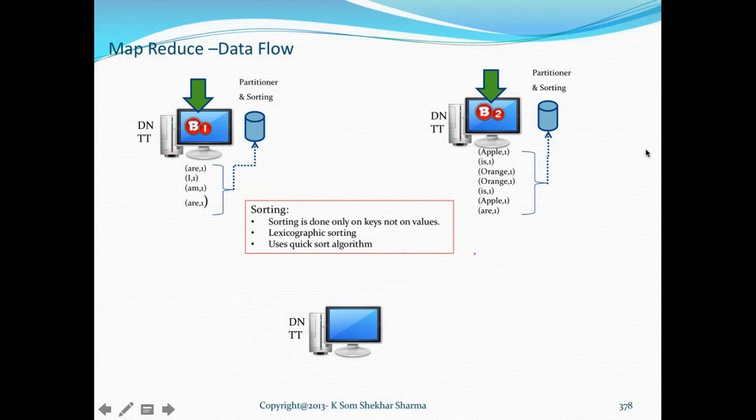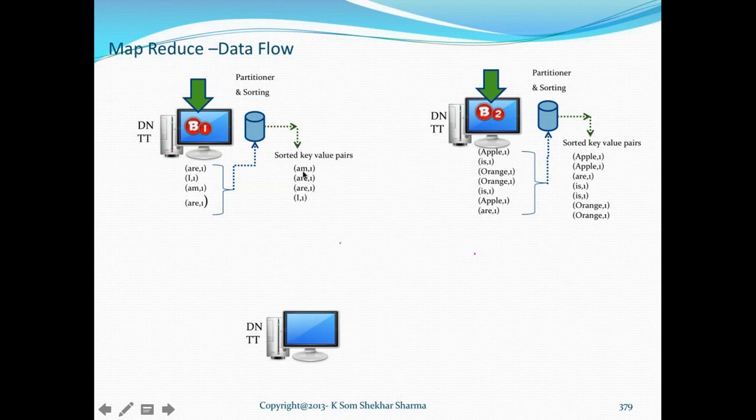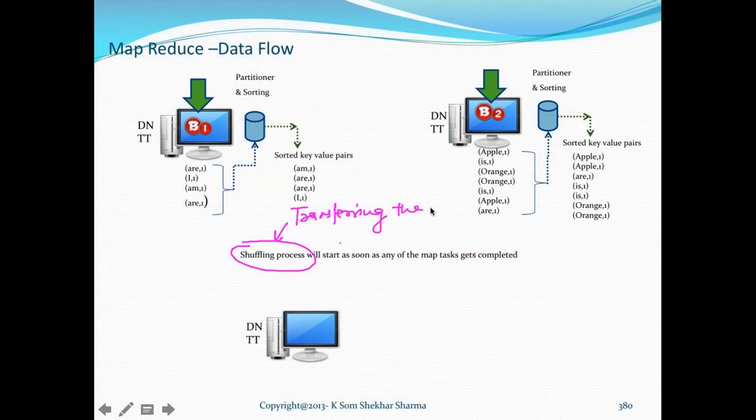Going with the same diagram or example here, the sorted key value pairs will be M 1, R 1, R 1, I 1. And similarly here, the dictionary-based sorting of keys will produce this output. Then the shuffling process starts as soon as any of the map tasks gets completed. What does shuffling mean? Shuffling is nothing but transferring the mapper output to the reducer machine where the reducer task is running. This shuffling process will start as soon as any of the map tasks gets completed.